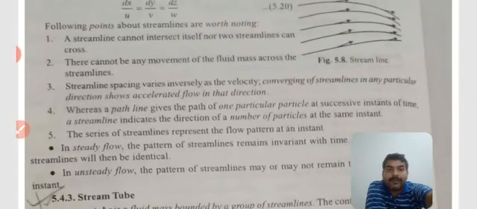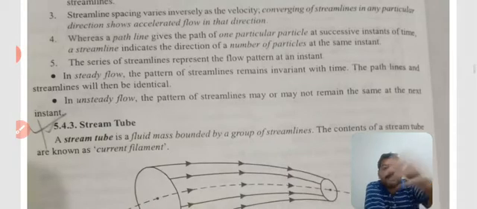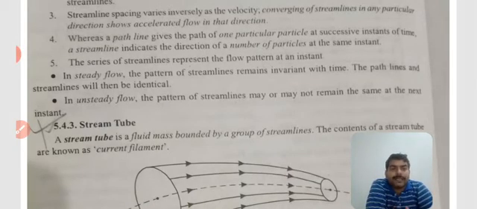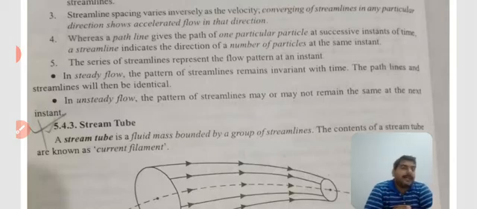Therefore, I discuss this repetitively, again repeating that topic. Whereas a path line gives the path of one particular particle at successive instants of time, a streamline indicates the direction of a number of particles at the same instant. The series of streamlines represents the flow pattern at an instant.